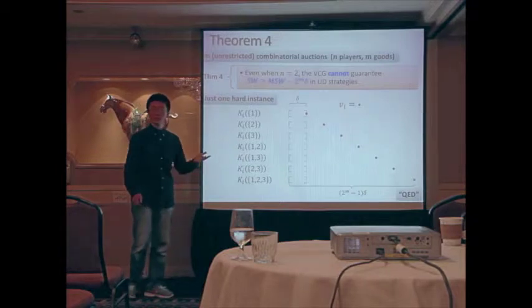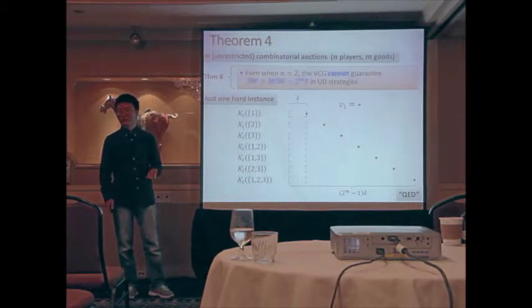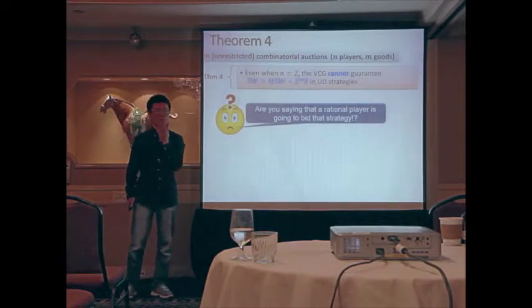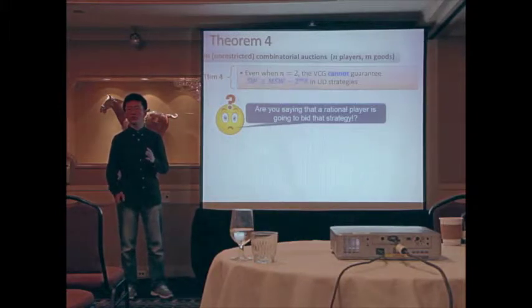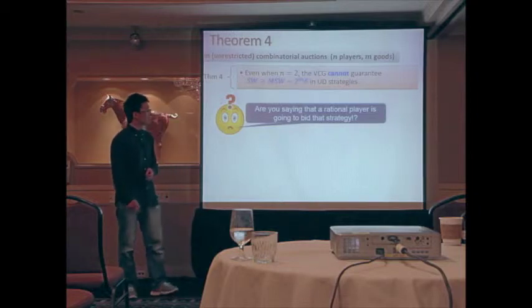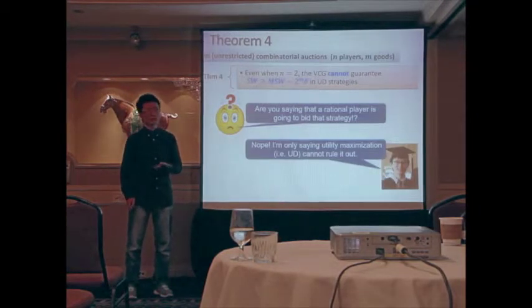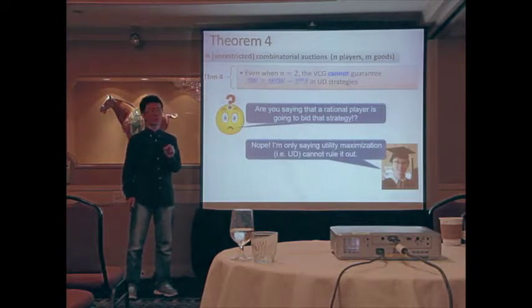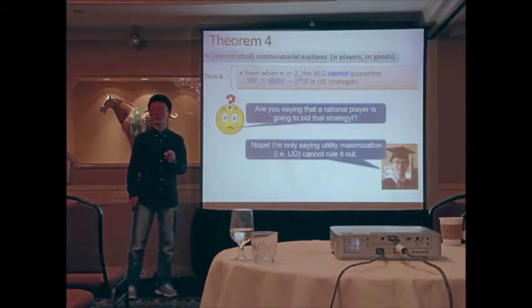So I told actually a lot of friends of mine about this result. The first question I got is always, are you really saying that a rational player is going to beat that very awkward arithmetic progressive sequence? My answer is probably no. I'm not saying that. I'm only saying using utility maximization, which is about using undominated strategies, cannot rule it out.